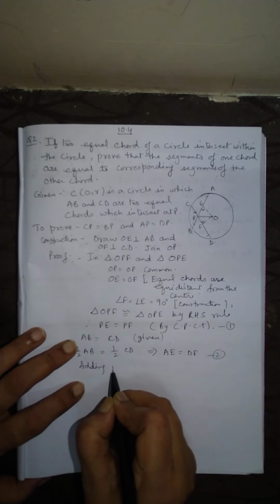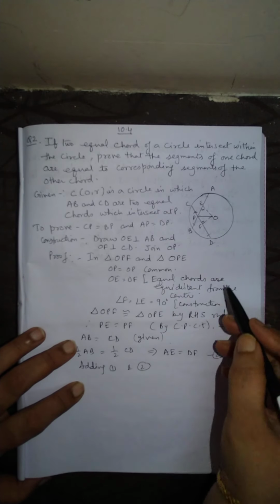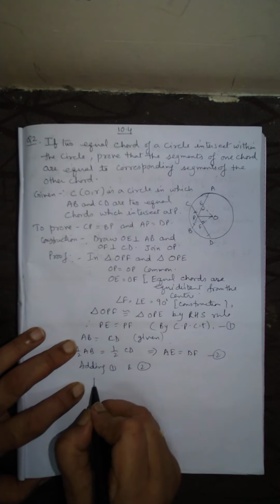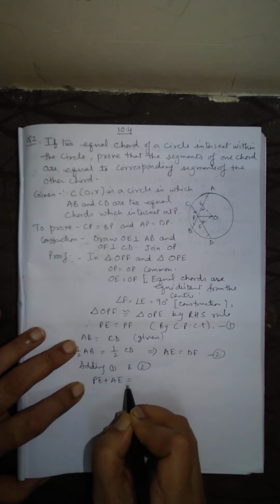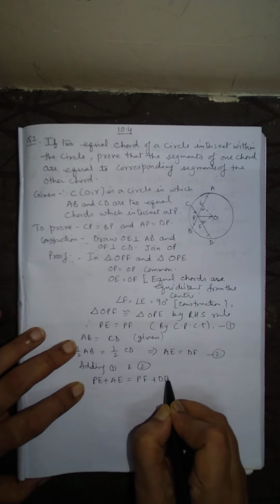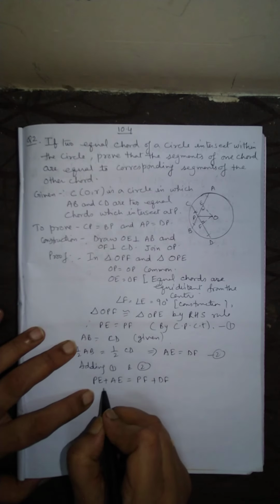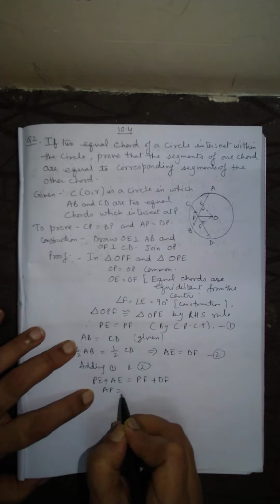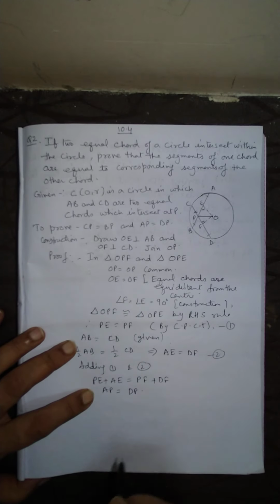Now adding 1 and 2, what do we get? PE plus AE equals PF plus DF, and PE plus AE is equal to AP. So AP equals DP. This was to prove the first.